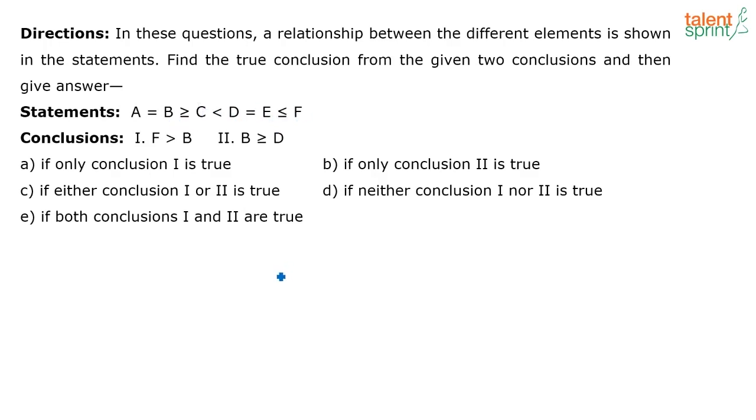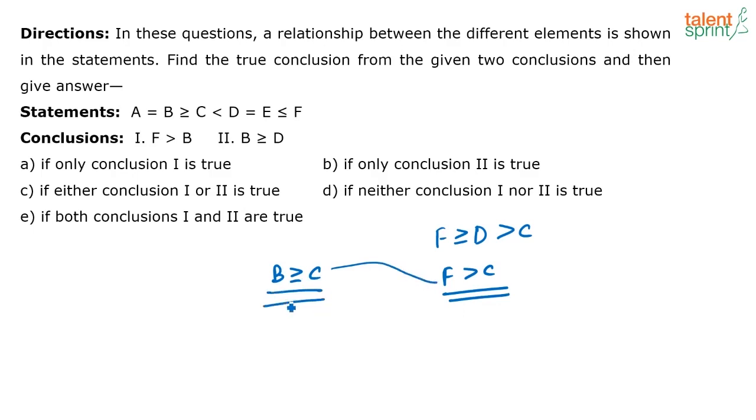See what is given here, I can say that B is greater than or equal to C. Then if you look at the relationship between F and C, what is the relationship? I can say F is greater than or equal to E, E is equal to D, or I can say F is greater than or equal to D greater than C, or I can say F is greater than C. That I can find out. Then I also know that B is greater than or equal to C. So the only thing that I can conclude from the given statements is B is definitely greater than or equal to C and F is greater than C.